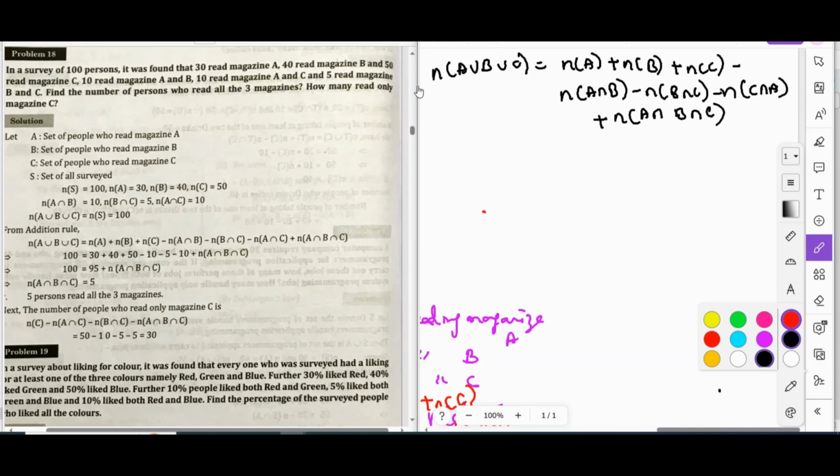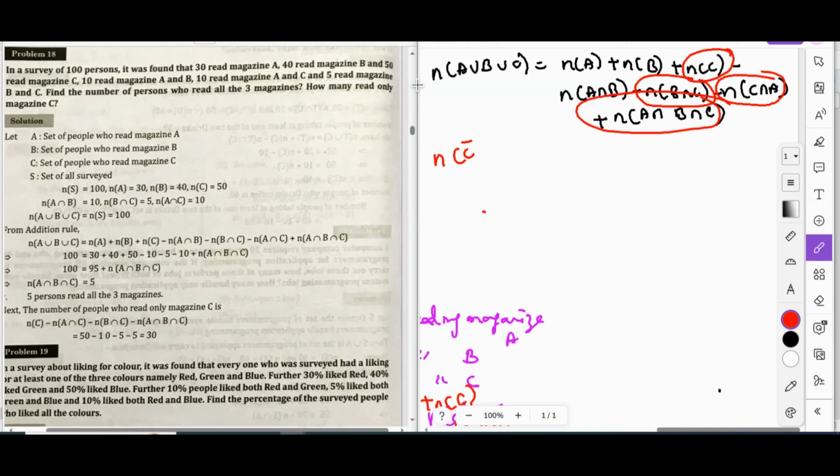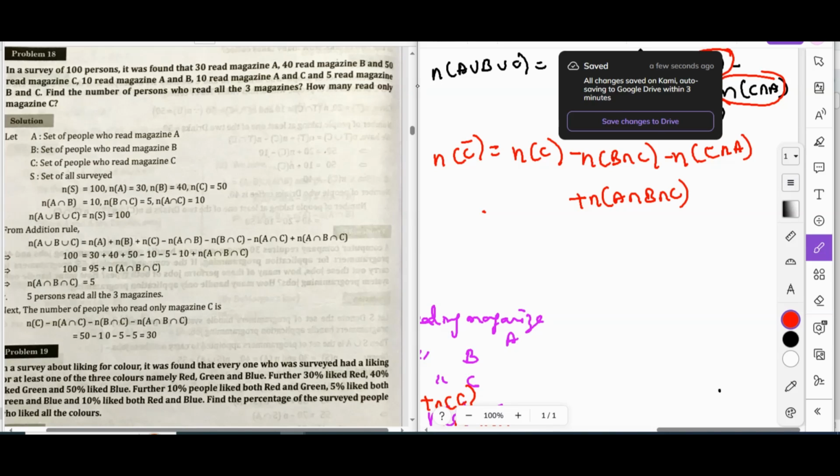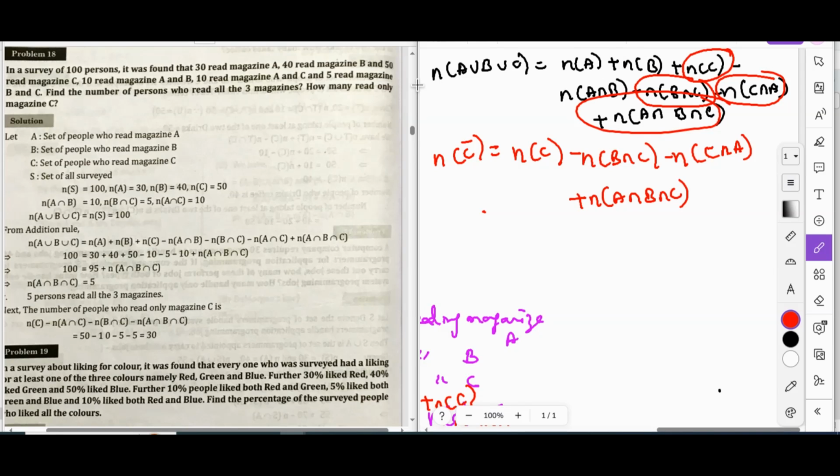So now if I want to find only C, what we should do is take all the elements which are having C. So n of C dash will be n of C minus n of B intersection C minus n of C intersection A plus n of A intersection B intersection C. In the same way, if you want to find for A, we should select all the terms which are having A. If you want to find for C, we should select all the terms which are in C, and if you want B, you have to select all the elements which are having B.